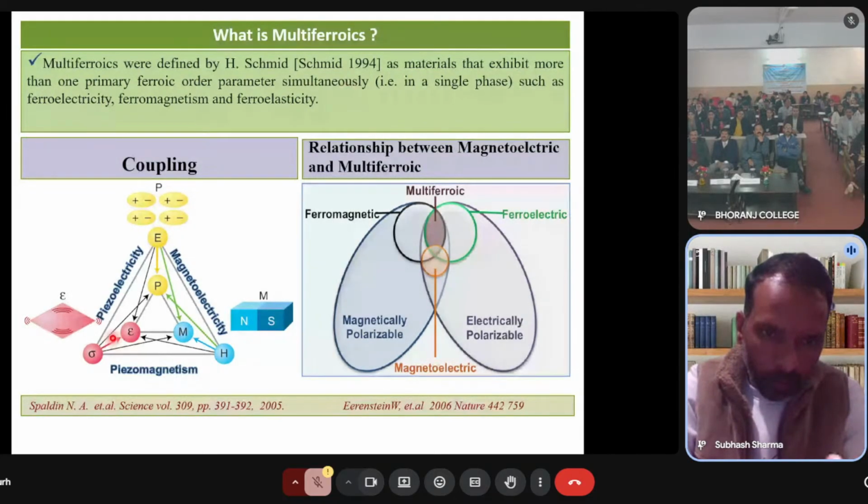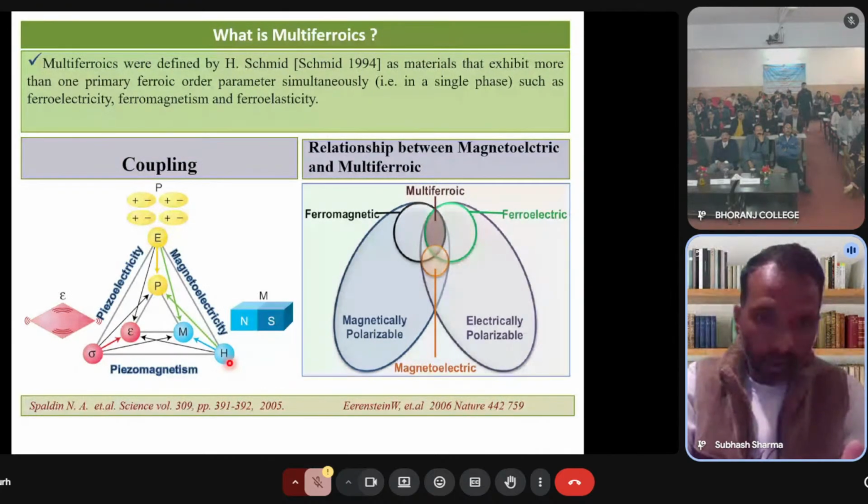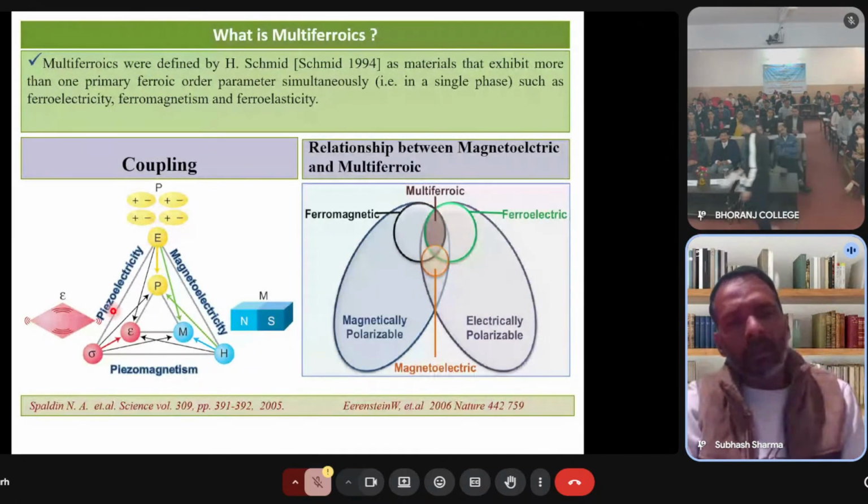These materials have cross coupling, as we told. You can apply stress and have a change in electric polarization. Using a magnetic field, you can change the electric polarization, and vice versa. So in this material, this triangle is very important.